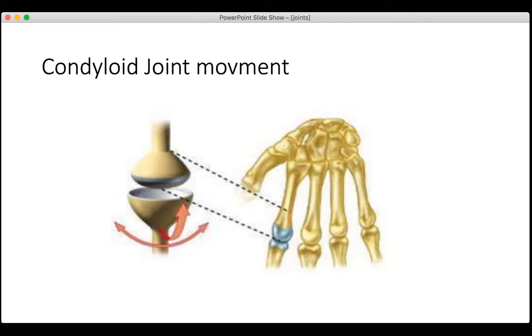So there will be two arrows. Now you can see the two arrows are two planes. One is frontal and one is sagittal, you can say that. So in this way it allows two plane movements, condyloid joints.